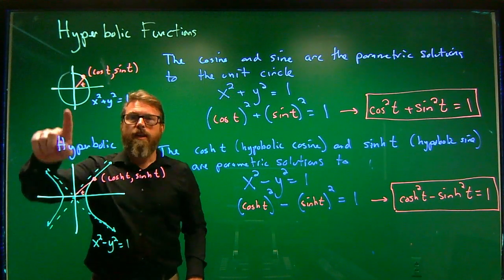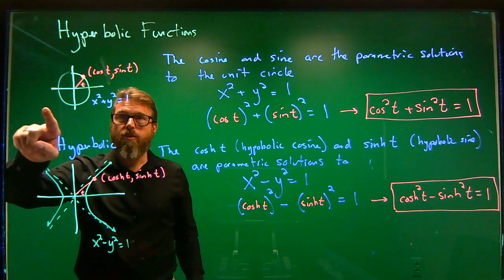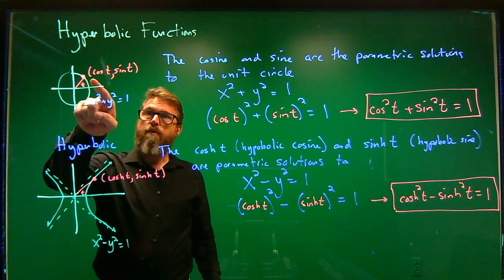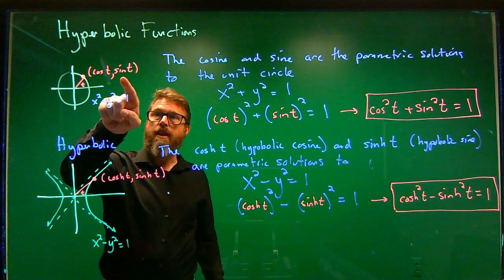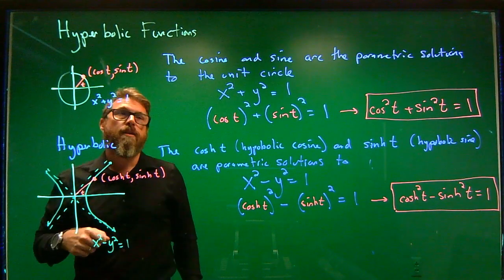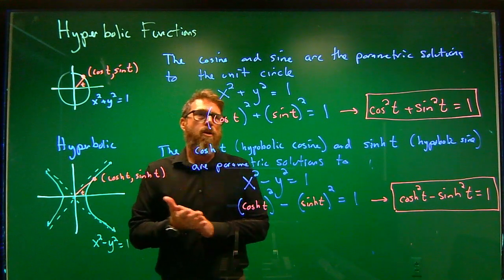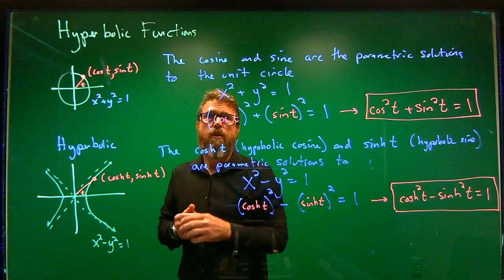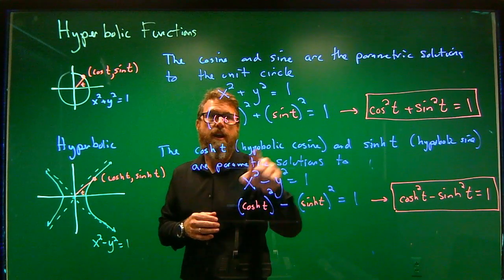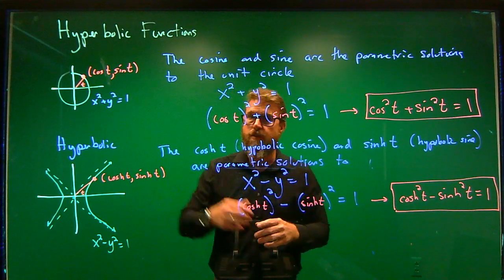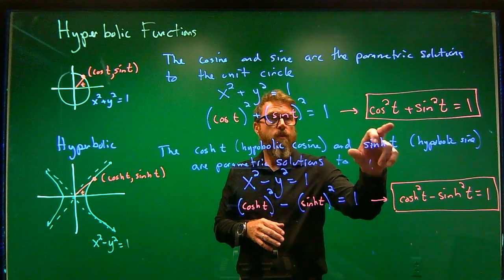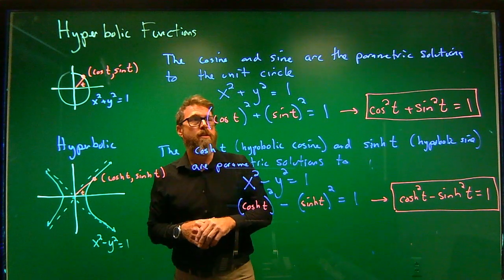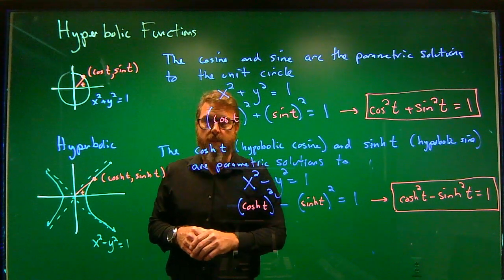So looking at the unit circle, we know that solutions of the unit circle are points cosine of t, comma sine of t, where t is the angle. That really means that the cosine and the sine are parametric solutions of that unit circle, x squared plus y squared equals 1. Plug in x and plug in y, the coordinates of the solution points, and we get the Pythagorean theorem: cosine squared of t plus sine squared of t is equal to 1.